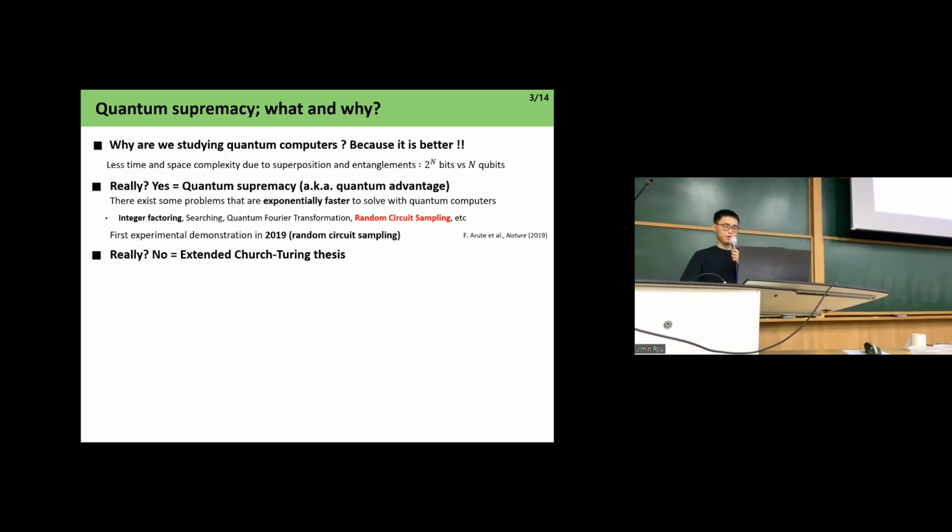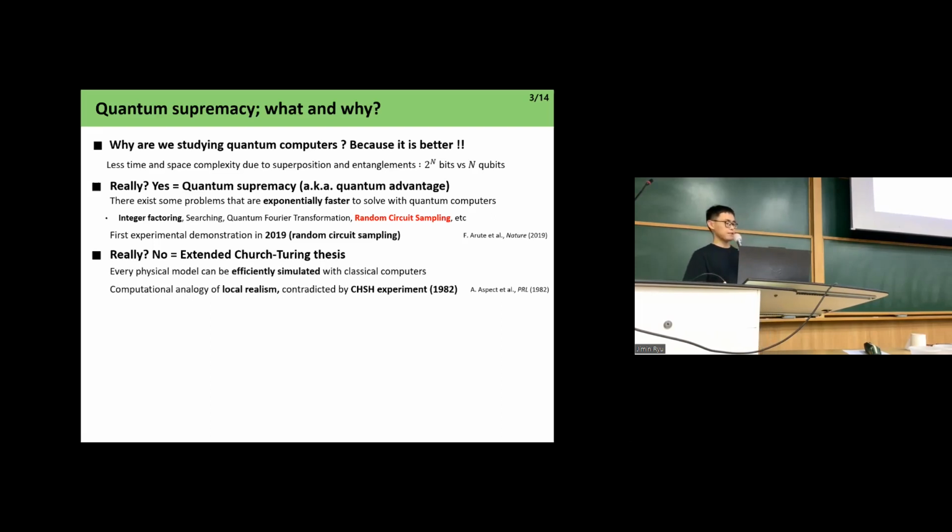However, there is also a statement that quantum supremacy is false, that quantum computers have no advantage over classical computers. That statement is known as the extended Church-Turing thesis, named after Alan Turing and Alan Turing's doctoral thesis advisor, Alonzo Church. It basically states that every physical model can be efficiently simulated with classical computers. So it has a computational analog with local realism, which basically contradicts quantum mechanics. However, local realism was falsified by the CHSH experiment in 1982. So today, we are not fully sure whether quantum supremacy or the extended Church-Turing thesis is correct, but most physicists, including me, believe that quantum supremacy is true.